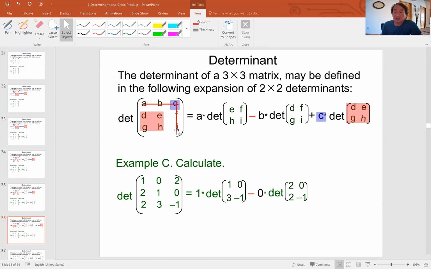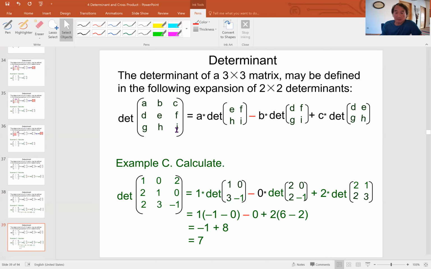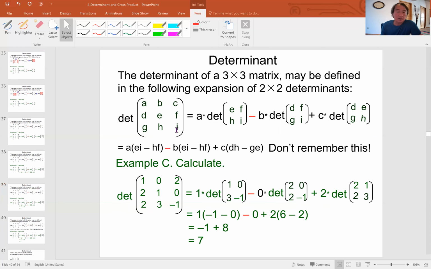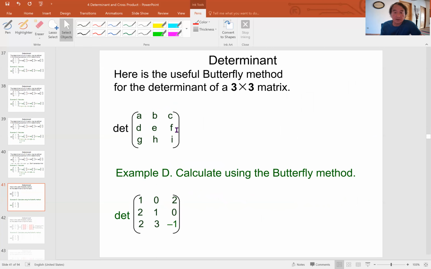And then now go down to entry C and do the same thing. Then I expand the 2 by 2 determinants and calculate that. This is the expansion method. In particular, this one we expanded across the first row. There's also a butterfly method. Oh, by the way, this is what you get, but don't remember this.